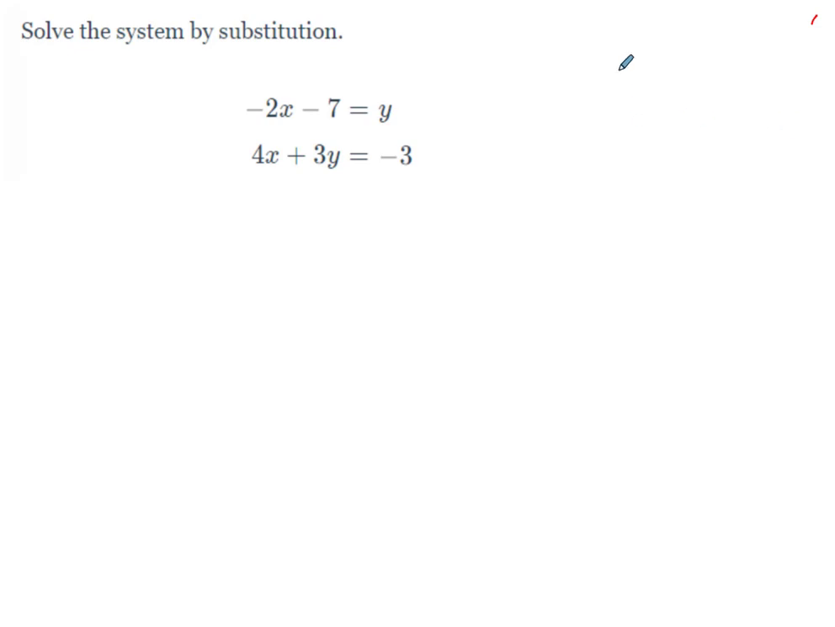Solve the system by substitution. So again, step number one, we want to find a variable that's been isolated, and I notice that y is isolated in the top equation. So I will take this quantity of negative 2x minus 7 and substitute it in for y in the second equation. So there's step number one.